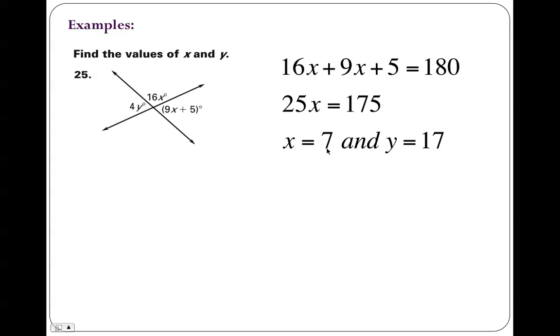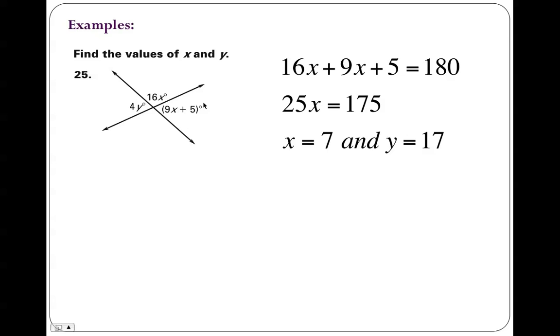So you get that your x is equal to 7. You put that in right here. So you're going to get 9 times 7 is 63. 63 plus 5 would be 68. So then you can say 4y equals 68, and then you can go ahead and get your y that way. Okay?